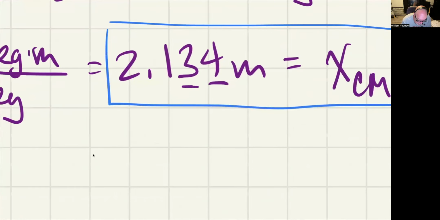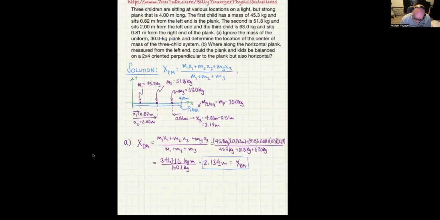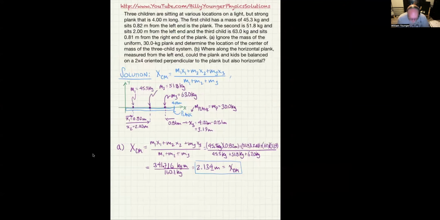That means the 2.134 meters is actually 2.13, with only the four being non-significant. So again, all I've done is do the mathematics that you see written down here, and then I just computed 341.716 divided by 160.1, and then rounded it to the appropriate three sig figs.